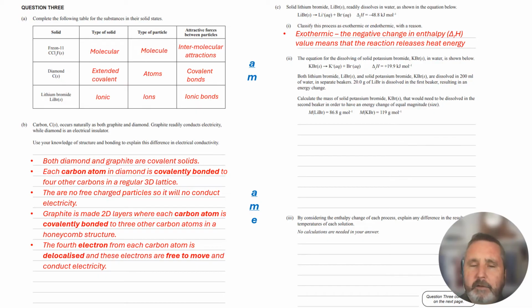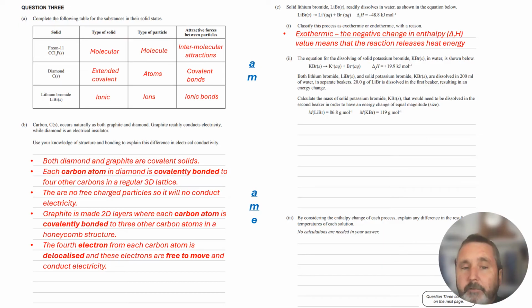So the next thing is, we had this equation at the top for lithium bromide. It will dissolve into lithium ions and bromide ions, and it will give out that much energy. But potassium bromide will dissolve into potassium ions and bromide ions, and it will absorb energy. So one is exothermic, one is endothermic. If we dissolved both of them in 200 mL of water in separate beakers, 20 grams of lithium bromide is dissolved in the first, resulting in the energy change. Calculate the mass of potassium bromide that would need to be dissolved in the second beaker to have the same amount of energy. So there are 2 parts to this question.